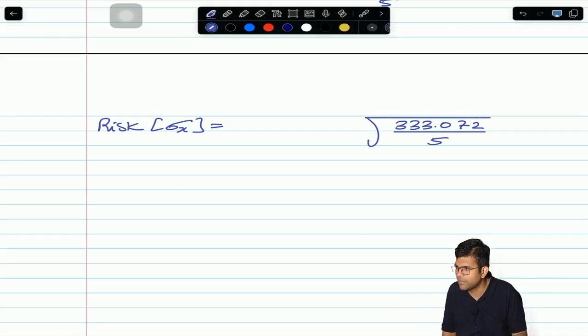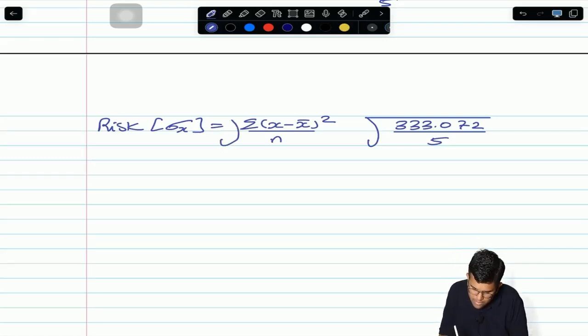We will have to root it. Is it making sense? Why are we rooting it back? Because it's squared, right? Hello, all following? So the formula is summation upon n. But what upon n? 333.072. What is 333.072? It is the summation of this column. Everybody understanding? And the whole under root. Everybody clear? This is basically how you calculate sigma.